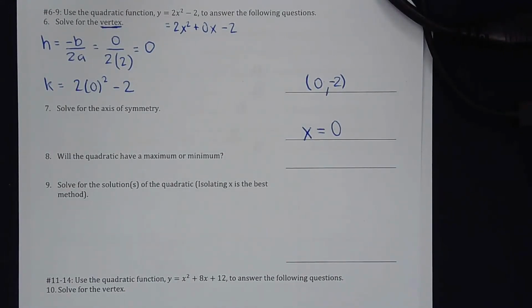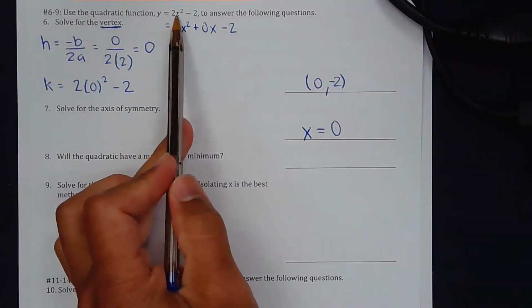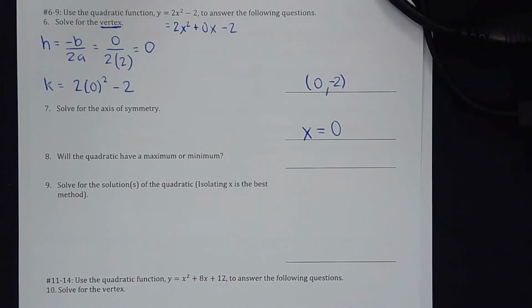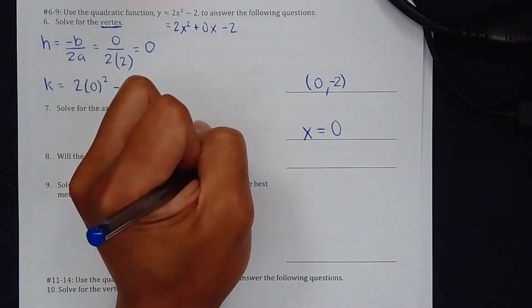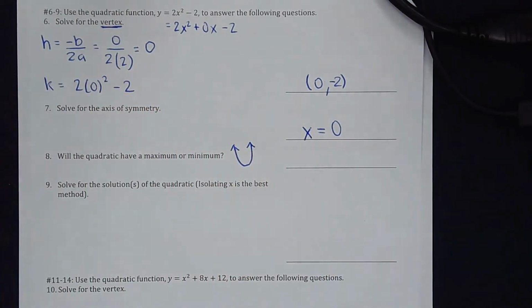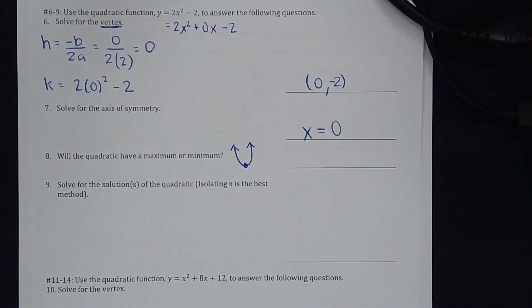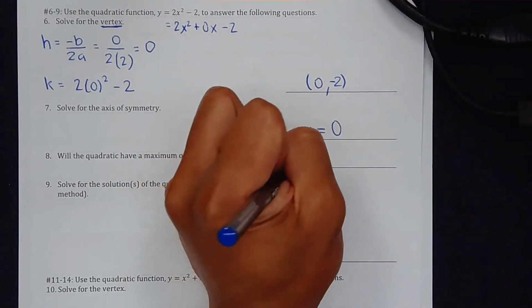All right, question number 8. Will the quadratic have a maximum or a minimum? Basically, we can look at our a value once again. Our a is 2, so clearly that's positive. If our a is positive, it's pointing up. Remember, our vertex is either going to be our maximum or minimum point. So if we look at our vertex, we can see that our vertex is definitely a minimum.